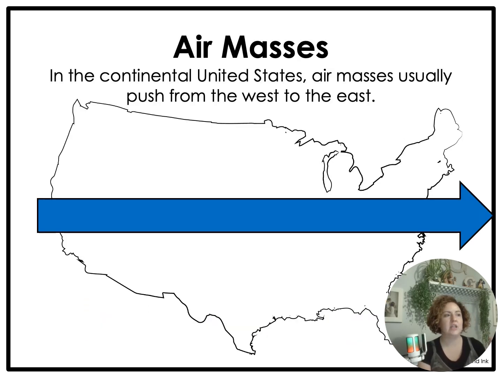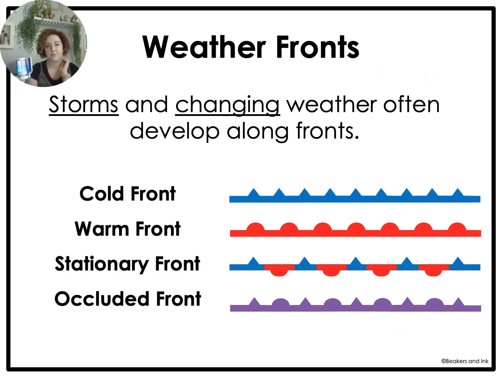As we know, in the continental US, the air masses typically push from west to east. Now, sometimes you can get a really weird one because we have jet streams that go from north to south or south to north. But for the most part, barring jet streams, we are moving from west to east.